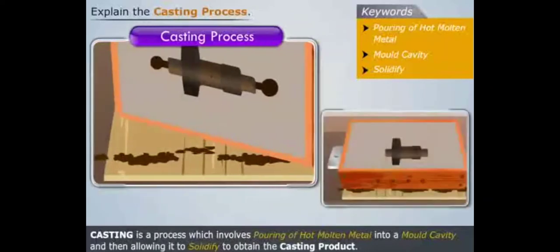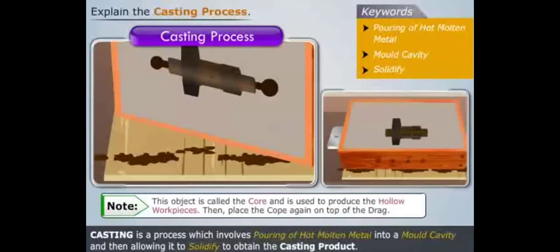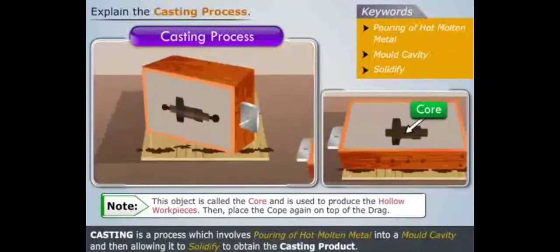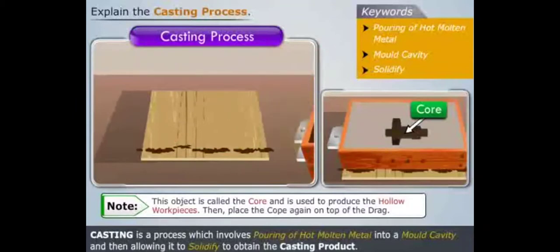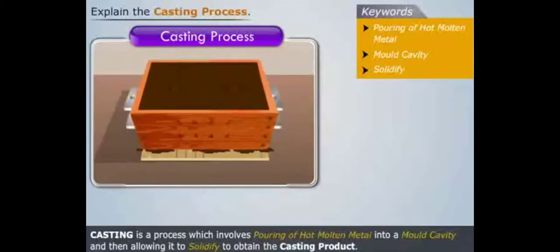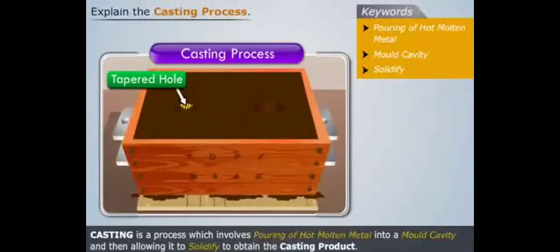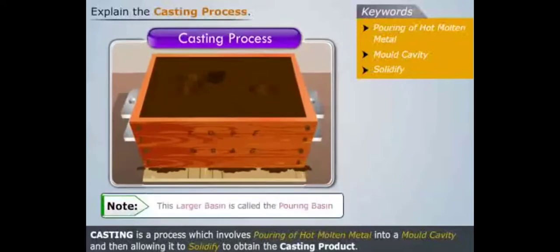Now inside the cavity of the drag, place a cylindrical object made of clay. Note that this object is called the core and is used to produce hollow workpieces. Then place the cope again on top of the drag. As we can see, this tapered hole is too narrow for the proper flow of molten metal. So make a larger basin beside the tapered hole and connect them through a passage. Note that this larger basin is called the pouring basin.